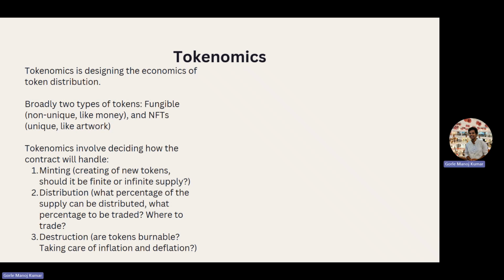Another example can be this. Let me think first. Let's say you are in an economy, and there are, let's say, 10K units of money that is acceptable in the economy. Let's say it is INR. This is the total supply of INR in circulation.